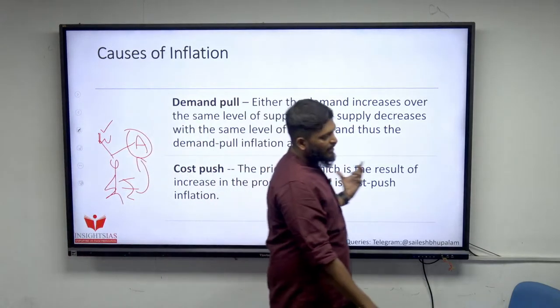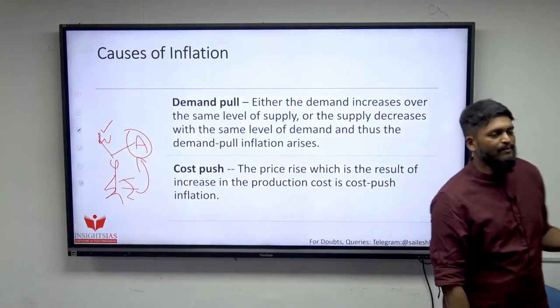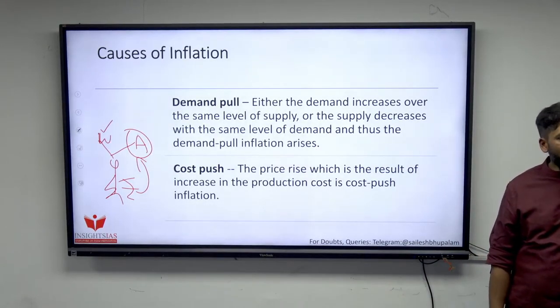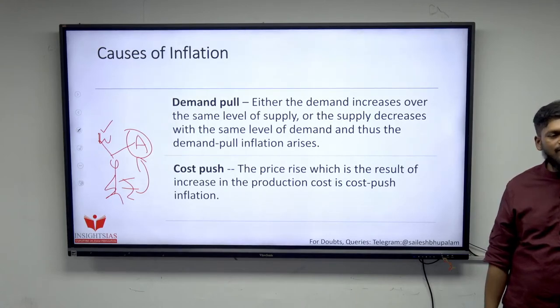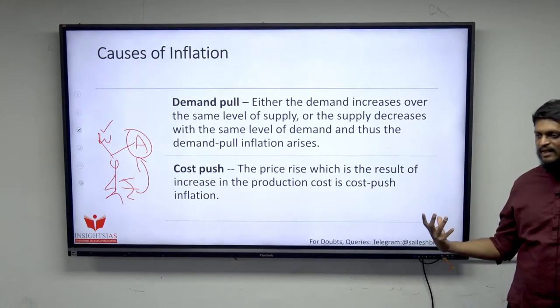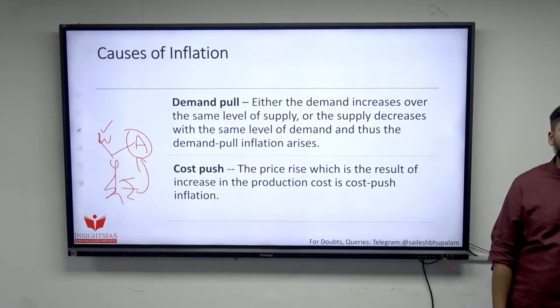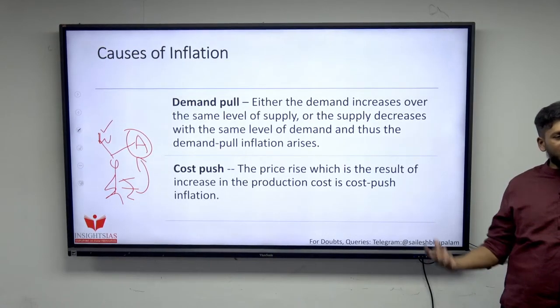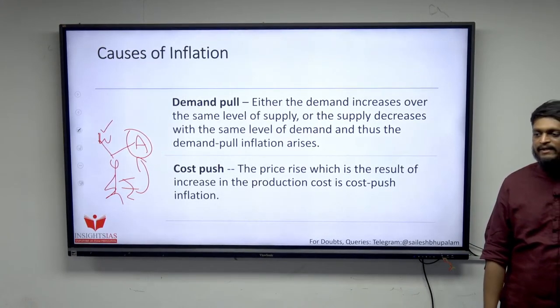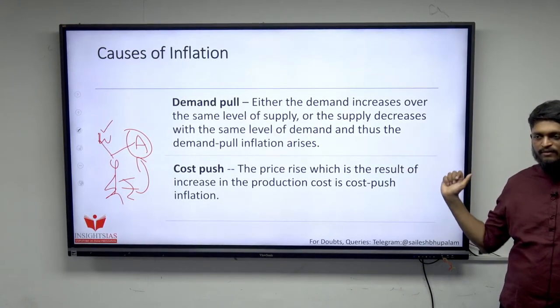Cost push means as raw material prices increase, imagine for example, consider wheat price has increased, even the biscuit price will increase or not. If using wheat they are making some sort of a biscuit and they are selling it, biscuit prices will increase because wheat price has increased. It is not because of increasing demand, people are not demanding more biscuits, but still the prices will increase or not. Yes, this is called cost push inflation.